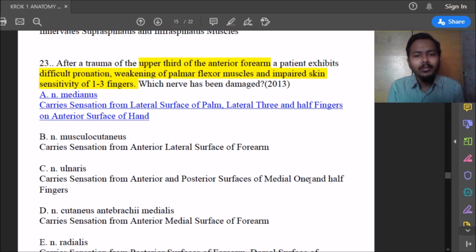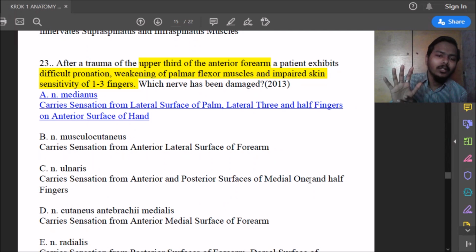After a trauma to the upper third of the anterior forearm, a patient exhibits difficult pronation, inward rotation, weakening of the palmar flexor muscles, and impaired sensitivity of the 1st, 2nd, and 3rd fingers. What nerve is damaged?